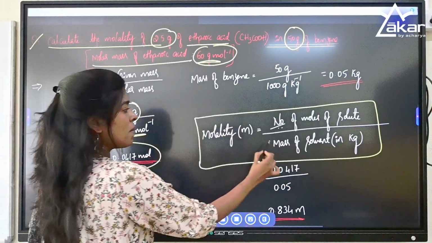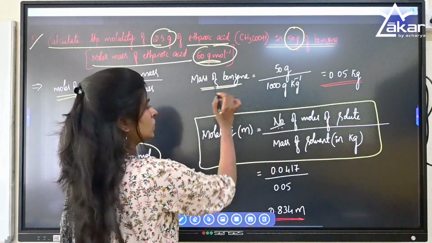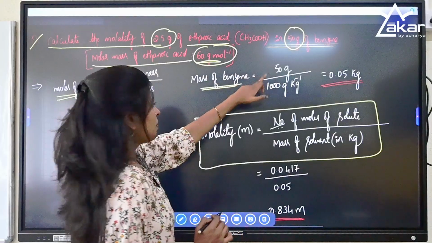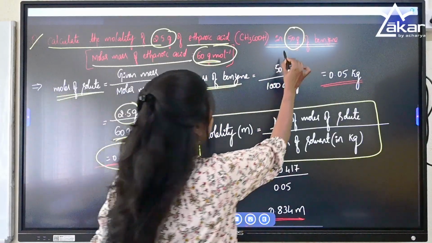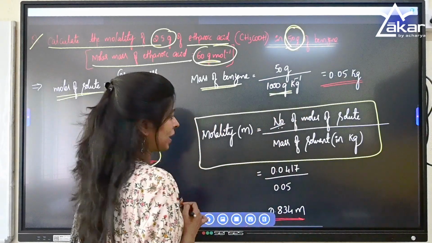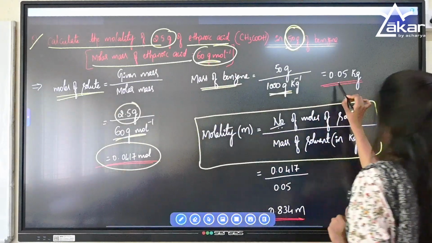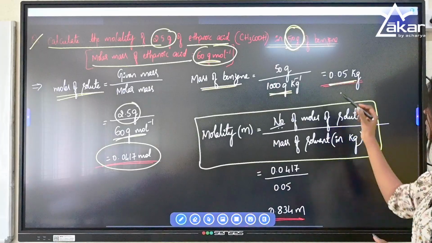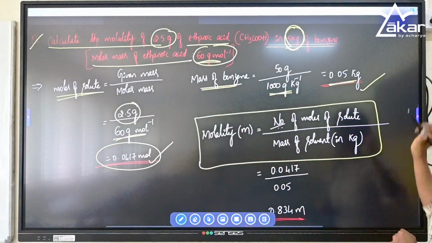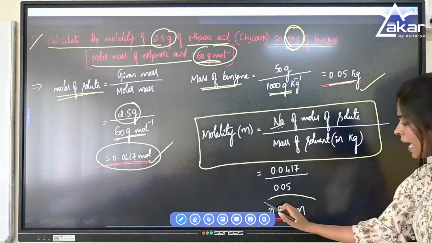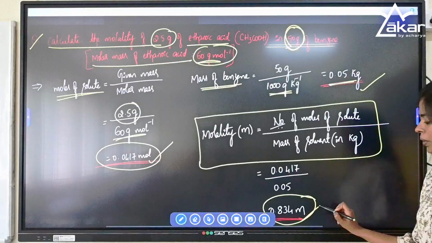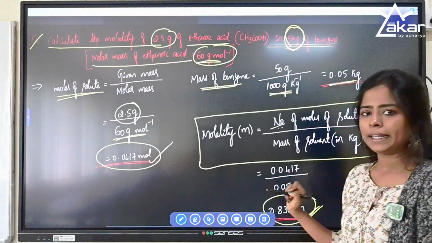Now mass of solvent. Which solvent are we using? Benzene. So mass of solvent is equal to given mass by 1000 gram per kg. Given mass is 50 grams, and 1000 gram per kg. If you divide these two, you will get 0.05 kg. So now you substitute the moles of solute as well as mass of solvent. You will get the answer as 8.34. This is how we solve the problems which are based on molality and molarity.